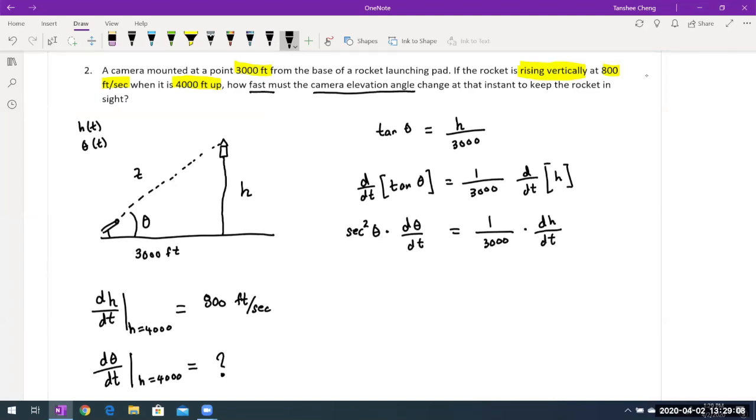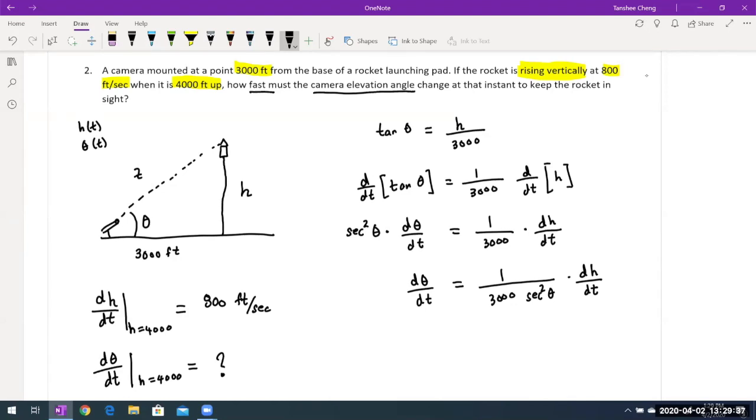Solving this for what we need, which is dθ/dt, that will give us 1/3000 times dh/dt, divided by secant squared θ, because you're dividing both sides by secant squared θ.